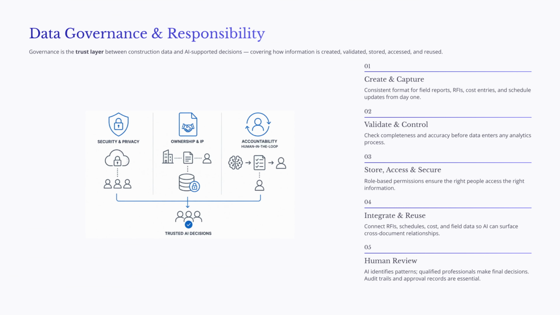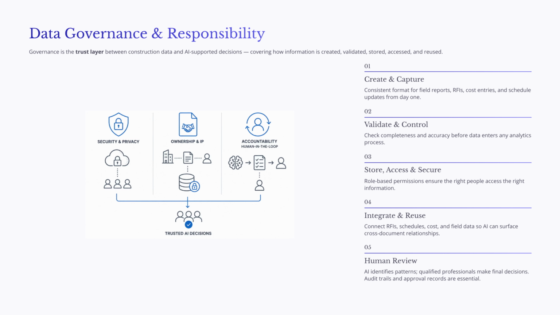Data governance is the trust layer between construction data and AI-supported decisions. Governance defines how information is created, validated, stored, accessed, protected, shared, and reused across the project lifecycle.